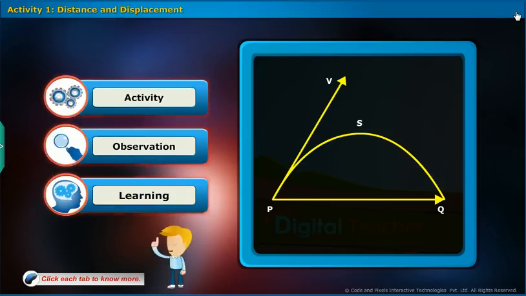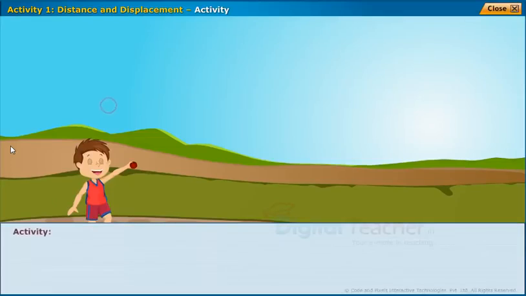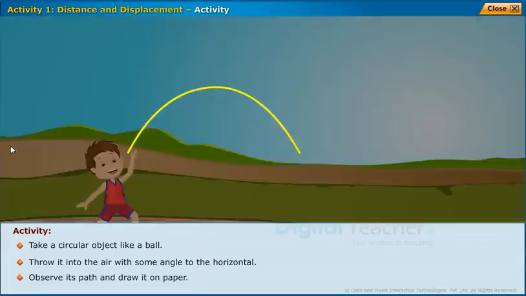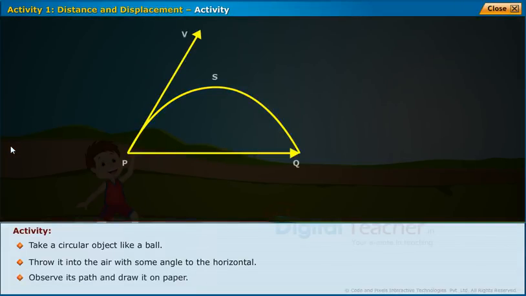Click each tab to know more. Take a circular object like a ball. Throw it into the air with some angle to the horizontal. Observe its path and draw it on paper.